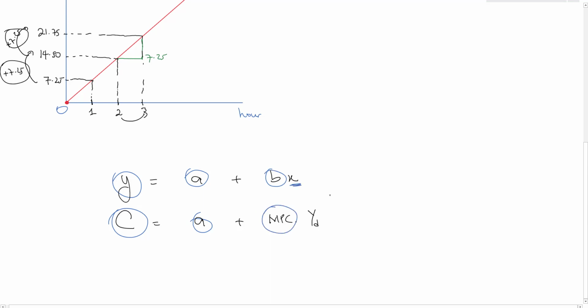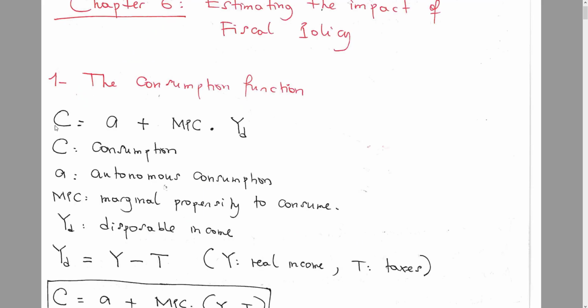And the variable on the x-axis, sorry, is a variable that we call YD. So what do these mean? This is consumption. The A here stands for autonomous consumption, and MPC is the marginal propensity to consume. Actually, maybe going back to the notes is going to be much better.